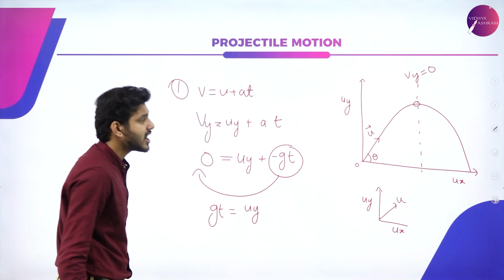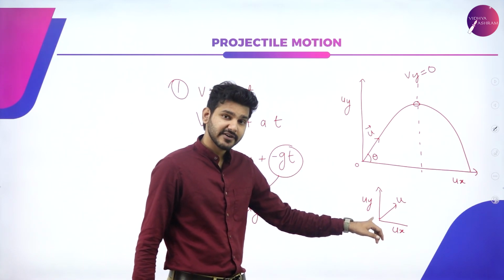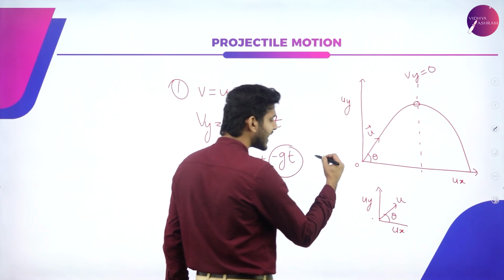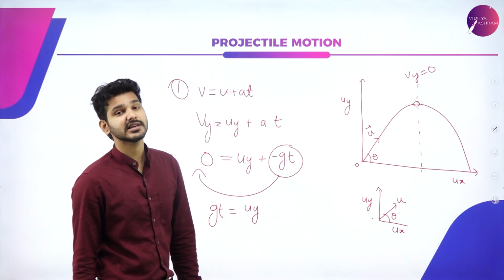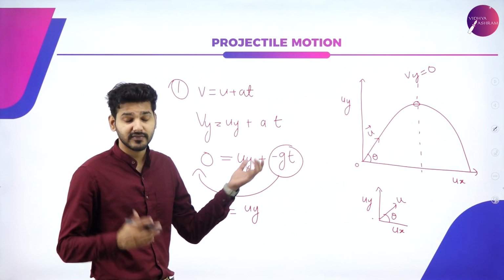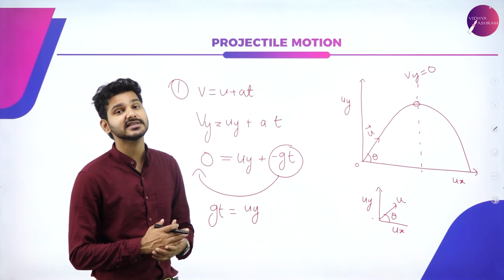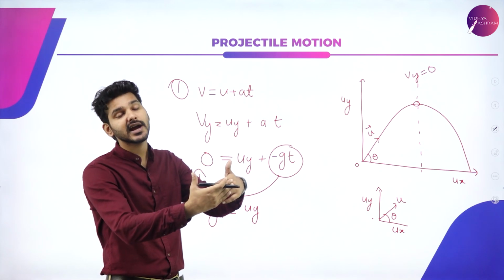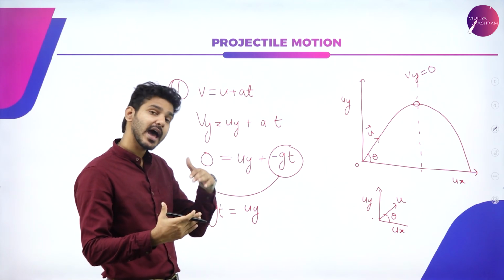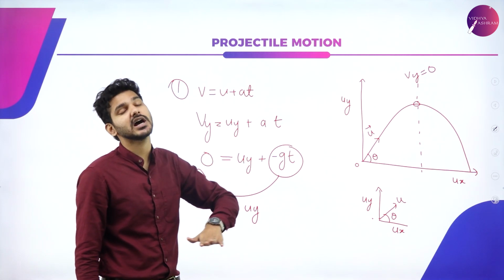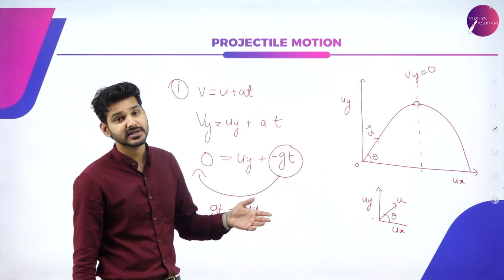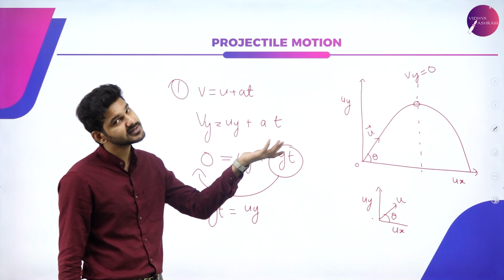Again, from this particular figure, we know that if this is the angle theta, then uy is nothing but u sine theta. Always remember, the y-axis will be sine theta because it will always be the opposite side of the angle we are taking, and the x-axis will always be the adjacent side, which means the x-axis will always be cos theta, and the y-axis will always be sine theta.